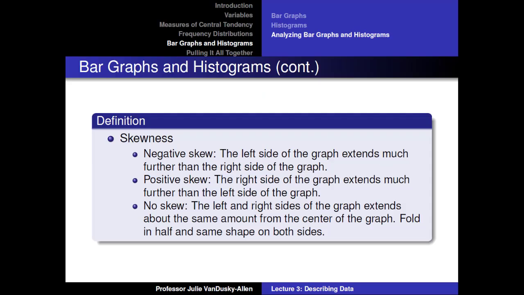The next characteristic of a bar graph or histogram that you have to describe is skewness. If a bar graph or histogram has a negative skew, the left side of the graph extends much further than the right side of the graph. If it has a positive skew, the right side of the graph extends much further than the left side of the graph. If there is no skew, the left and right sides of the graph extend about the same amount from the center of the graph. You could fold it in half and the shapes would be the same on both sides.